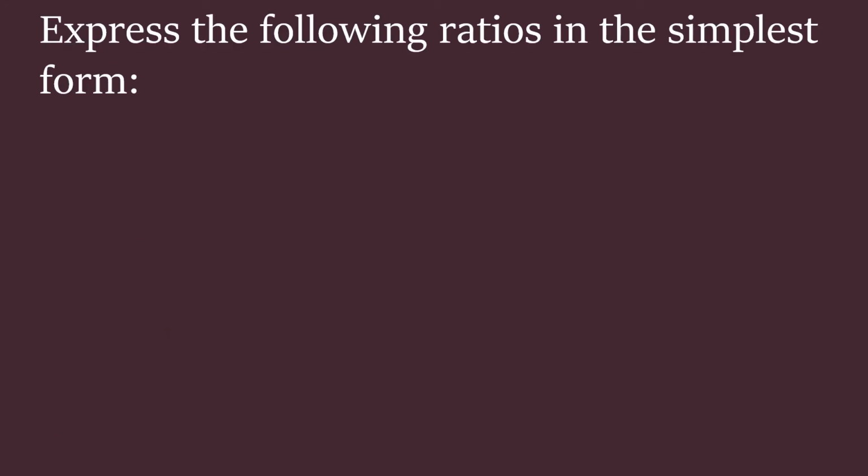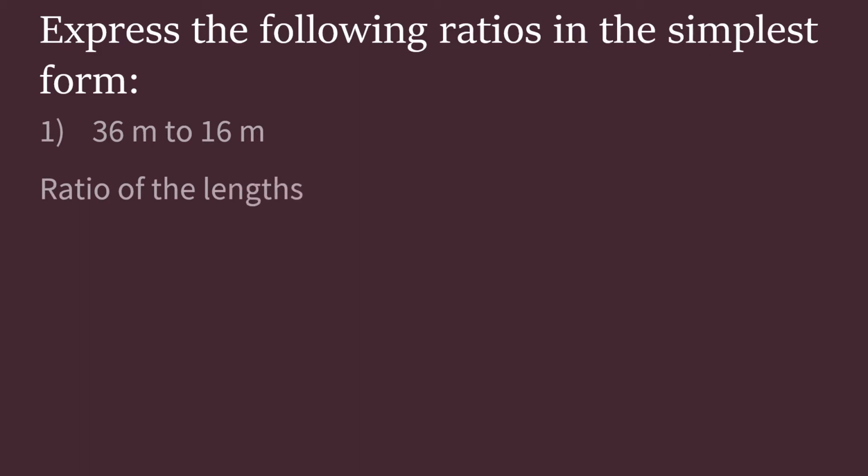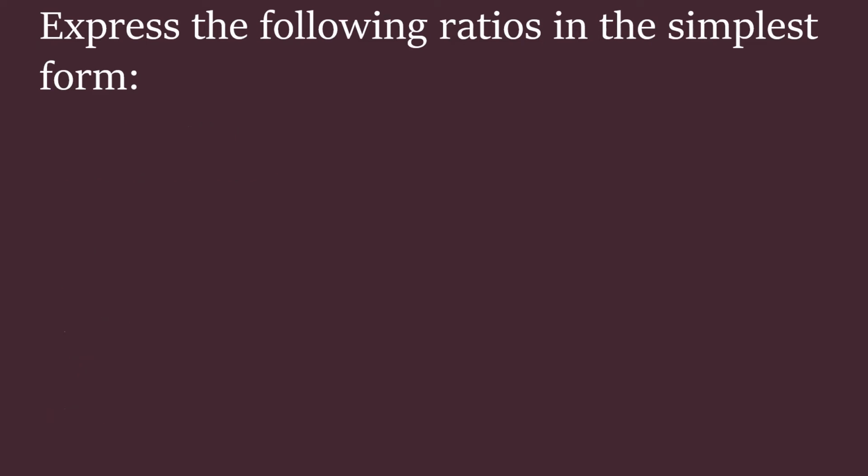Express the following ratios in the simplest form. Question number 1. 36 meter to 16 meter. Ratio of the length is equal to 36:16. To simplify, write it as a fraction, that is 36 upon 16. See, 36 and 16 both are divisible by the same number 4, so divide. 4 nines are 36 and 4 fours are 16. So we get 9/4, which is in the lowest form. And the ratio form of 9/4 is 9:4. Let us solve one more question.